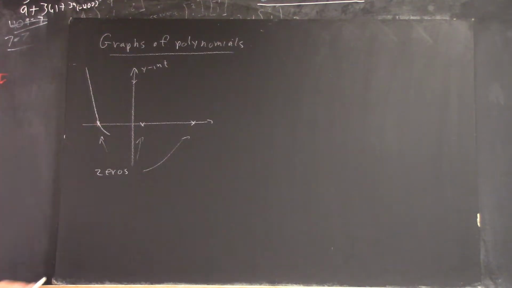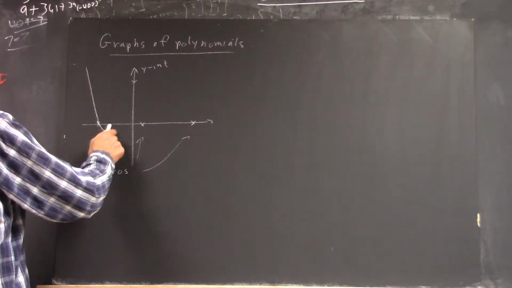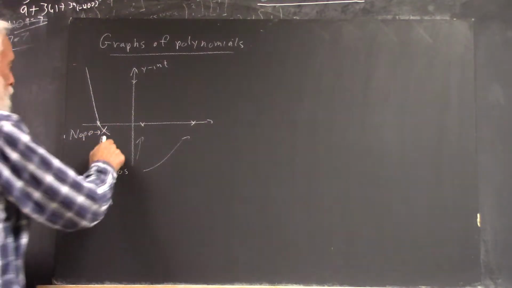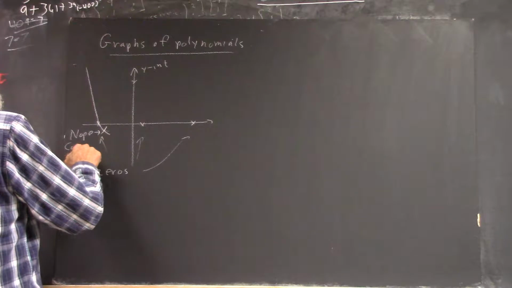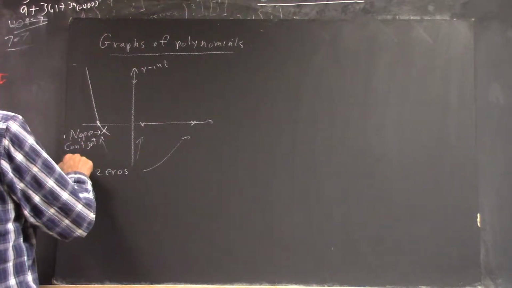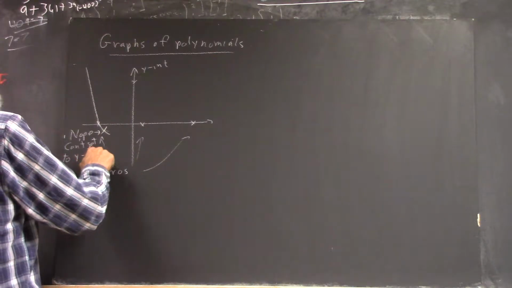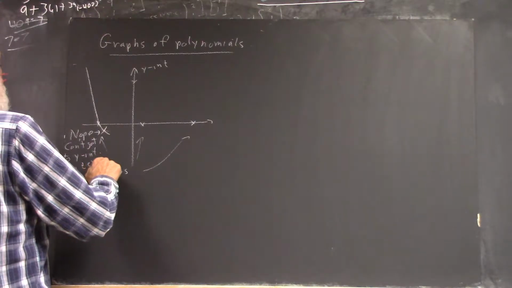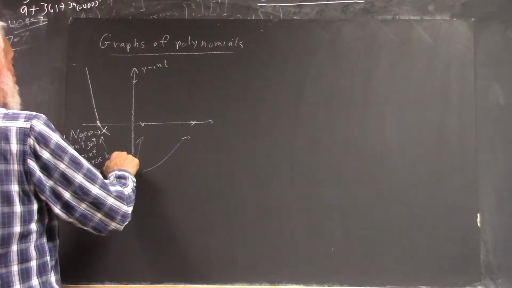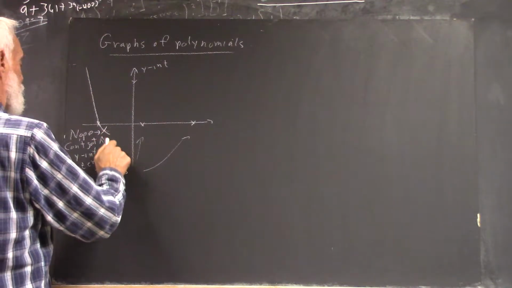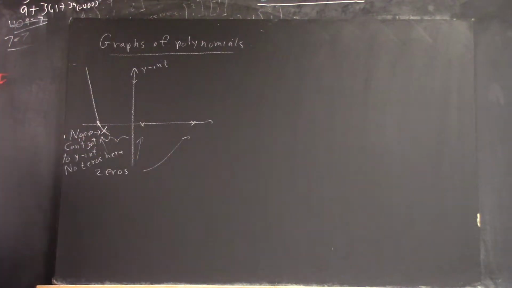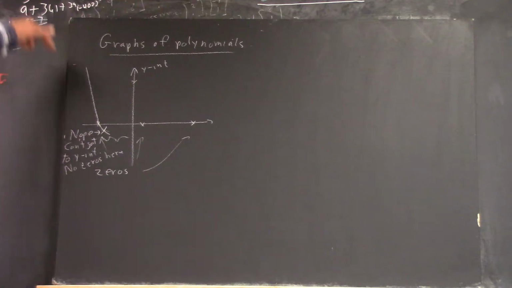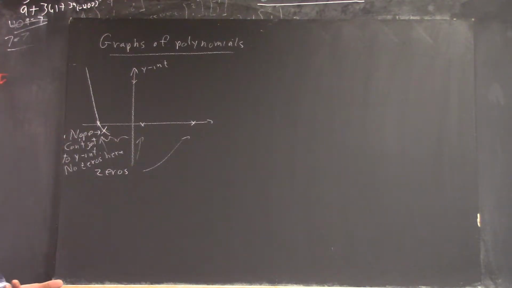Okay? So, nope. Can't get back to the y-intercept. There are no zeros here. Does that make sense? No zeros between here and here. Okay? So if we're going to come down from over here, what do we have to do?